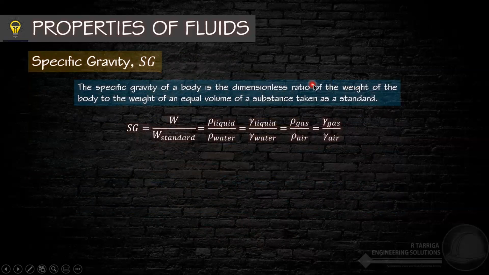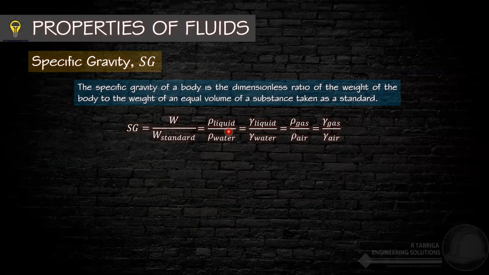The ratio of the weight of the body to the weight of an equal volume. Of course, we cannot just calculate the weight of any solid or liquid or any matter without a volume, right? So how do you measure weight without a volume? Therefore, in order to be safe and to make our analysis easier, we'll be using the ratio of the densities or the ratio of the unit weights. In that sense, provided that they have the same volume, we assume that they always have the same volume, it can be cancelled. So that is the same as the ratio of the weights also.